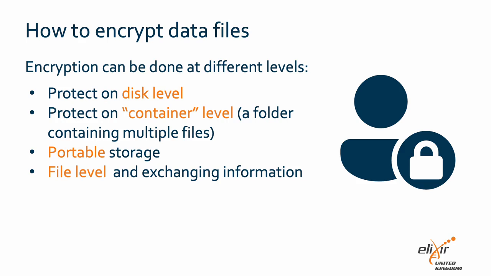For portable storage, you can use BitLocker at file level. Or for exchanging information, a simple method is to use a zipped file such as 7-zip and an assigned password. A more complicated setup is the use of PGP, pretty good privacy tooling. There are free versions of this that you can download. You can also use these tools to send emails securely.